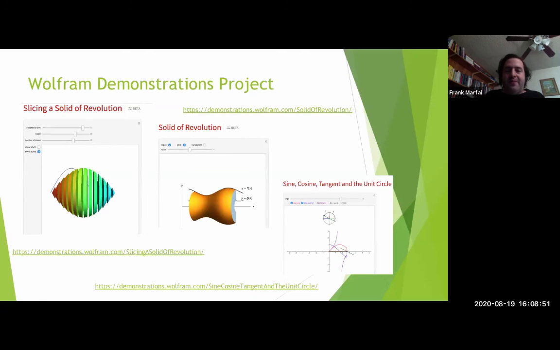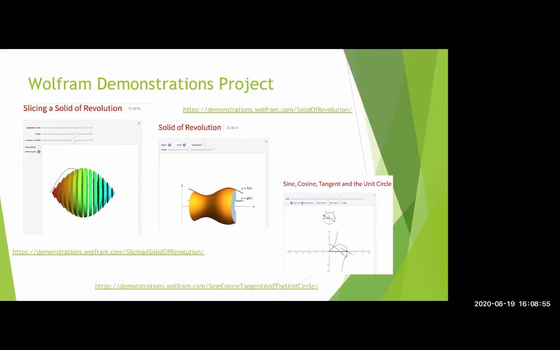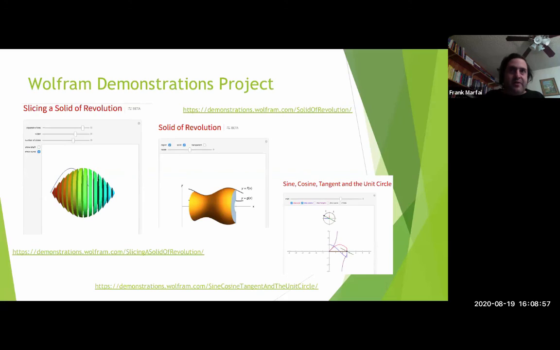It does span multiple subjects. It does math, it does physics, it does computation. It's really a lot of resources. And I found it helpful, especially in trig and calculus.